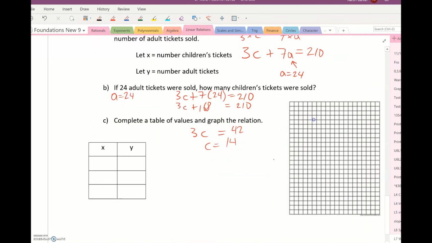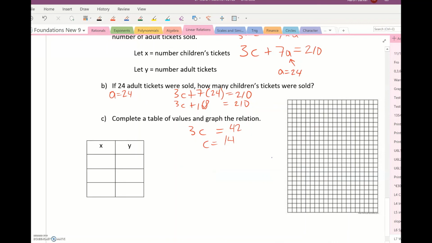So that means that there's 14 children's tickets if we sold 24 adult tickets. Complete a table of values. So this will be C, this will be A. We're not going to graph this one, not today. This will be fine for us for right now.